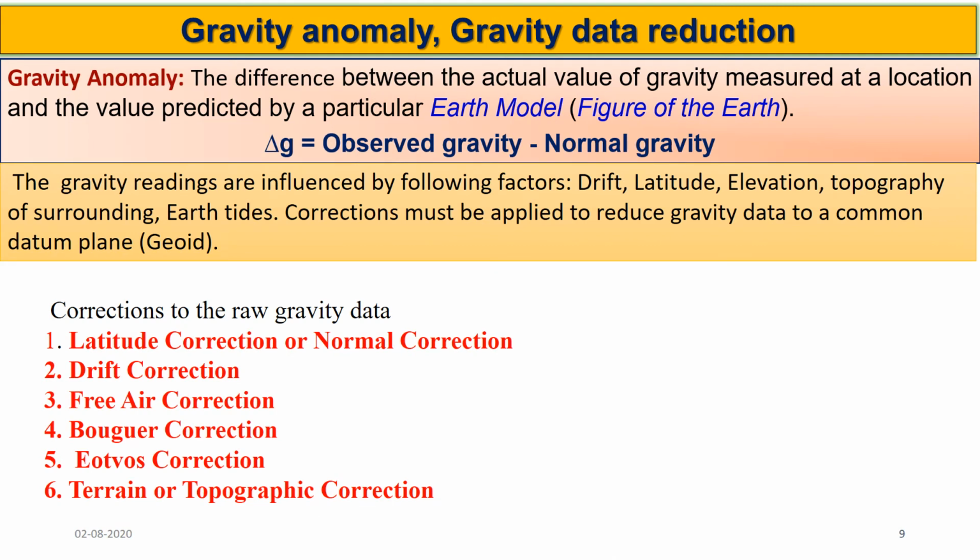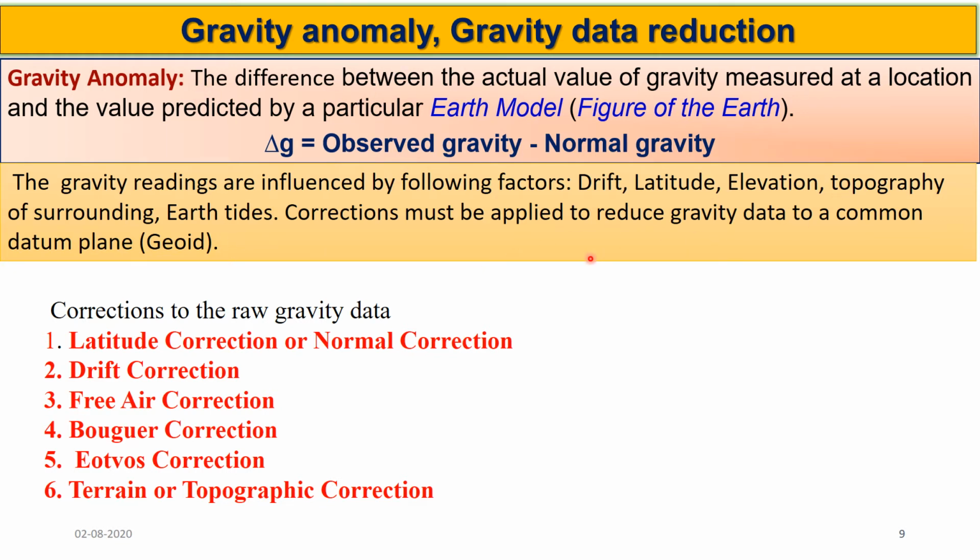Now, after taking the readings of the gravity, we have to reduce the gravity values to a common datum plane and compute the gravity anomalies. So what do we mean by gravity anomaly? As I already discussed, it is the observed gravity, what we measured, and the normal gravity value, that means with respect to the ellipsoid. That gives us the gravity anomaly, anything that deviates from the normal. But those gravity readings are influenced by so many factors.